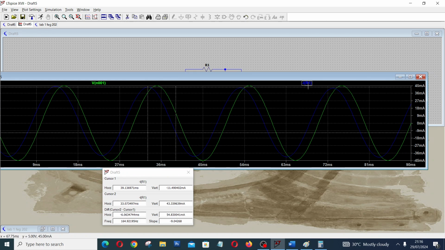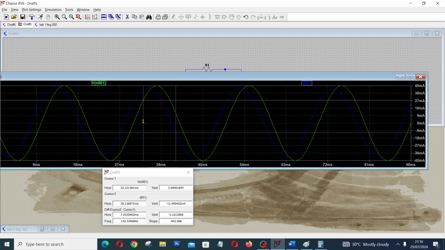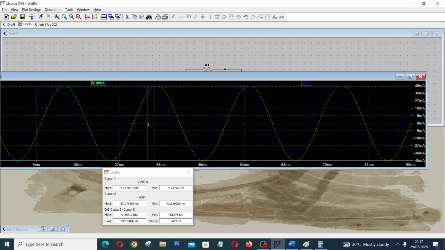Okay, I think the two of them are measuring. One is measuring voltage and one is measuring current. We need to be careful not to make a mistake. So one is measuring voltage and one is measuring current. Good. So we have identified the peak point of the two.